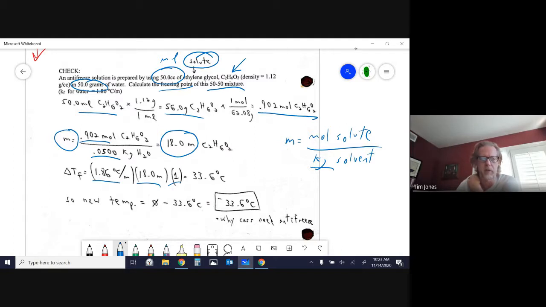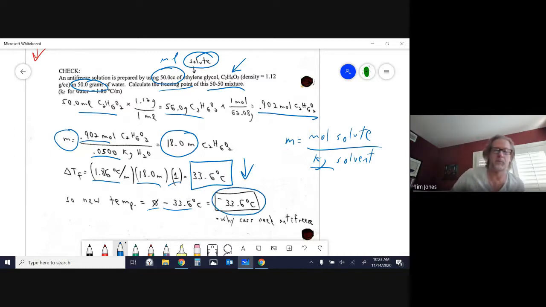And we get that the change in temperature is 33.6, but this time it's 33.6 degrees lower than normal. So 0 minus 33.6 is negative 33.6, which, yeah, that's significantly lower. And again, it's called antifreeze because of that.